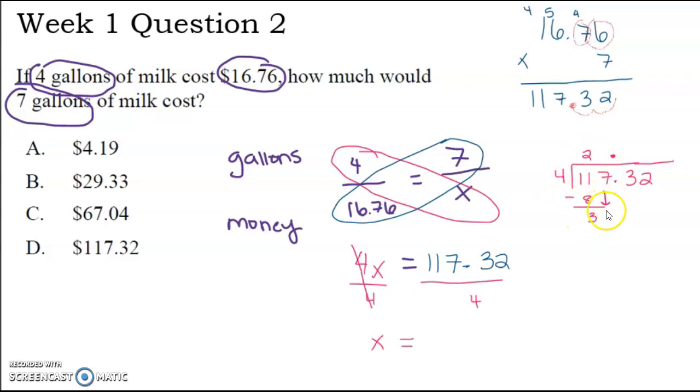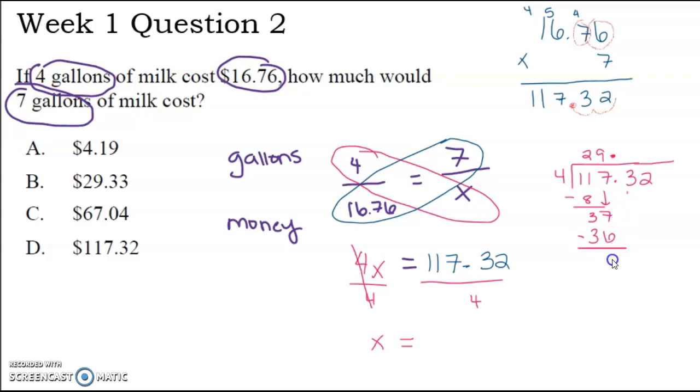I would bring down the 7. Now, if you are someone who is having trouble lining up all of these numbers, I do recommend using lined paper or something and just turning it to the side. But you want to make sure that you line everything up. 4 can go into 37 9 times, which is 36.